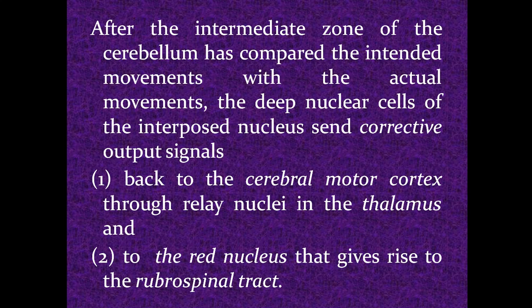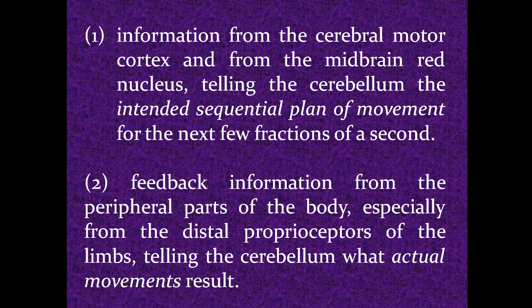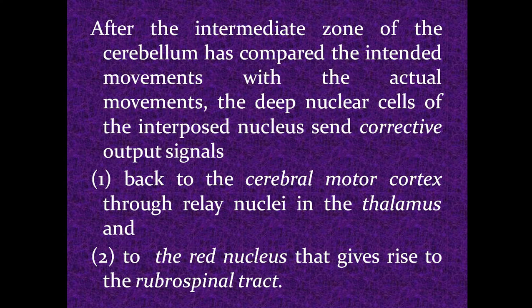So the intermediate zone of the cerebellum compares the intended movement that it received in part one from the cerebral motor cortex with what has really happened in the actual movement. The deep nuclear cells of the interposed nucleus then send a corrective output signal, first back to the cerebral motor cortex through the ventrolateral nuclei in the thalamus, and second to the red nucleus, which gives rise to the rubrospinal tract.